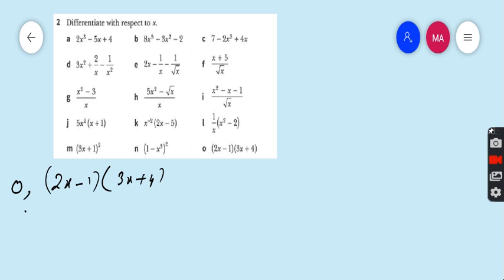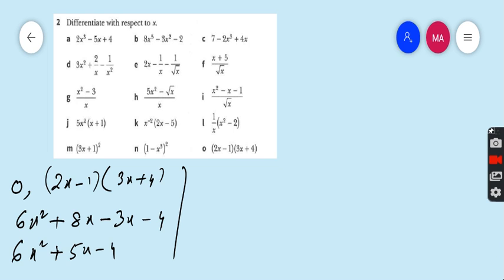2x into 3x is 6x². 2x into 4 is 8x. Minus 1 into 3x is minus 3x. Minus 1 into 4 is minus 4. So we get 6x², 8x minus 3x is 5x, minus 4.